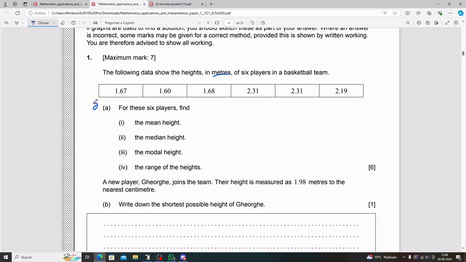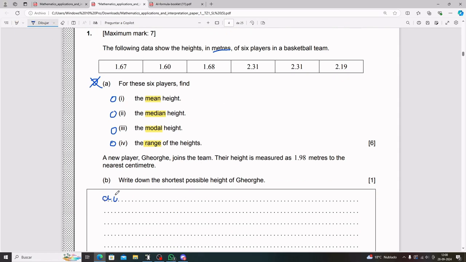And so for part A, for these 6 players, you need to find the mean height, the median, the mode, and the range. Now all of this is very, very easy, but what we might be confused about is what each thing means. So once we understand what each thing means, this will turn out to be much easier than expected. So for part A-i, we need to recall that mean is the same as average.